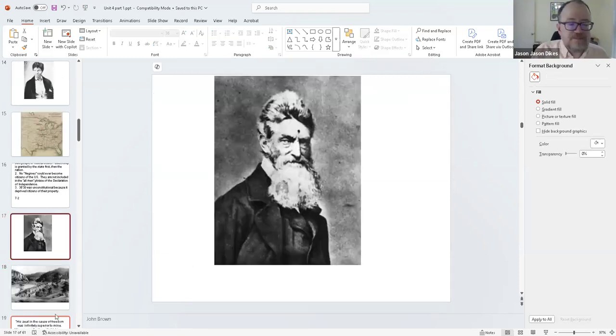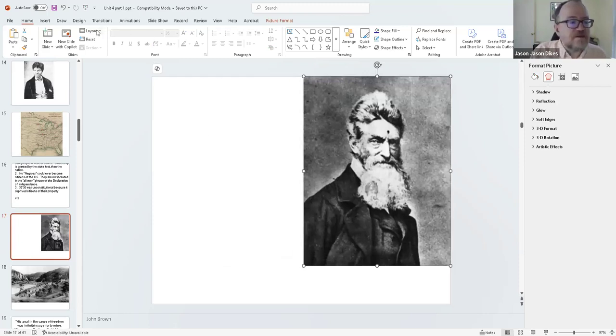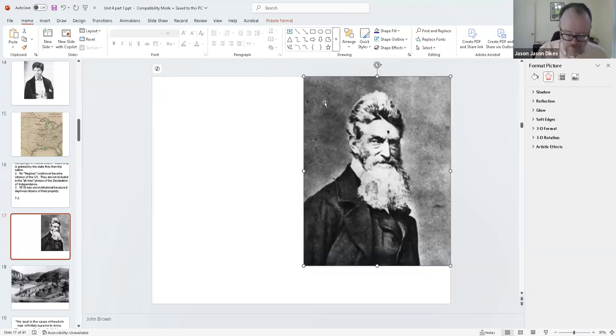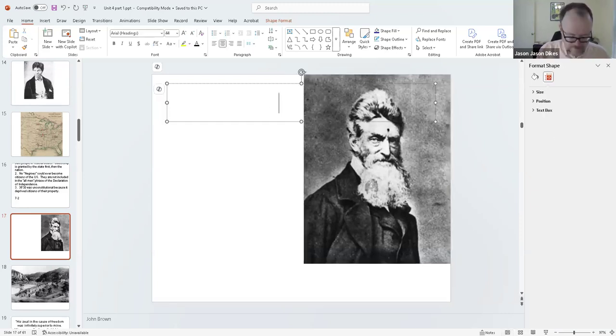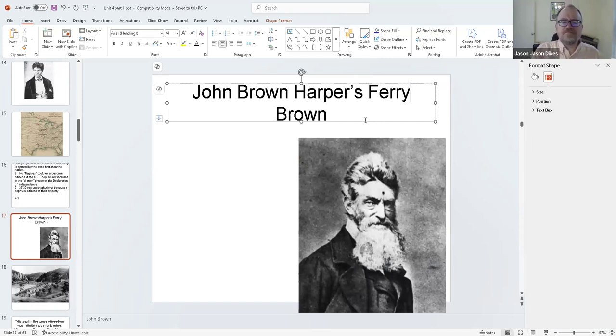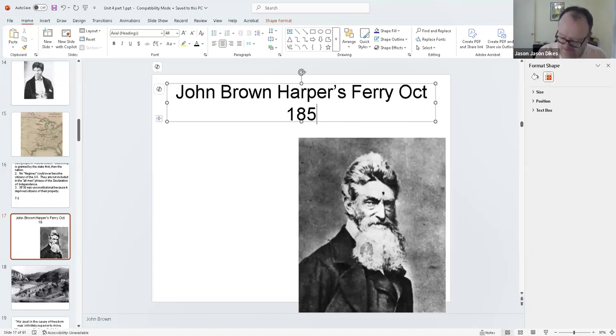Well, here comes John Brown again. John Brown now came up with a new plan. He was as pissed off about the Supreme Court's decision as anyone else. And so Brown decided that he was going to attack Harper's Ferry. We're up to about October 1859.